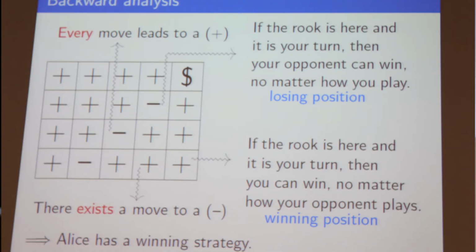And finally, we arrive at the initial position. From the initial position, Alice has the option to move the rook 1 square right and bring Bob at a losing position, bring Bob at a minus. Therefore, the initial position is a winning position. And Alice has a winning strategy. So Alice has a way to win no matter how Bob plays.